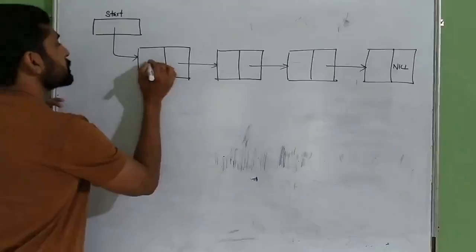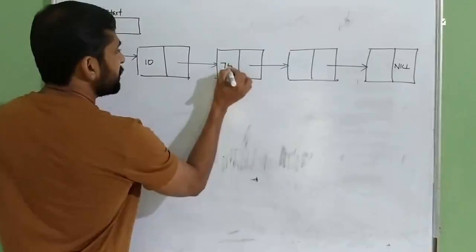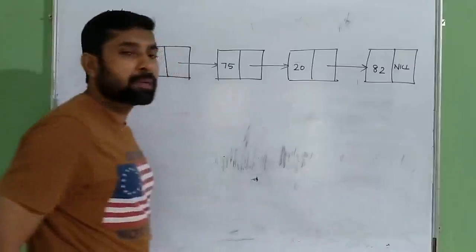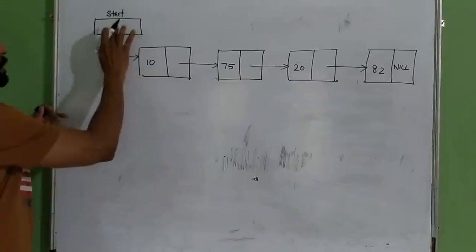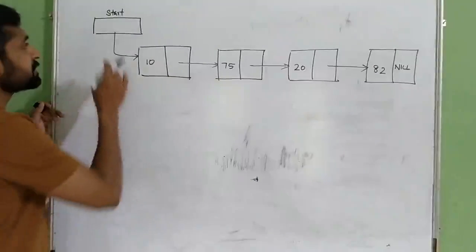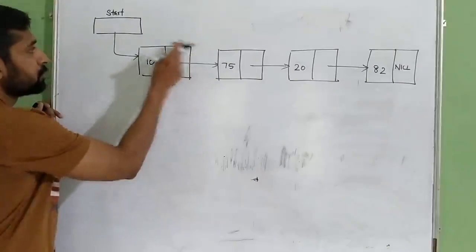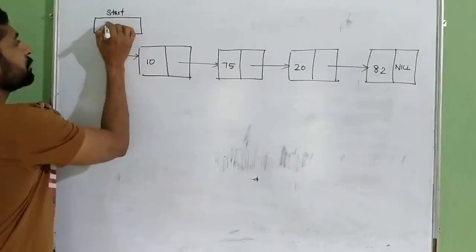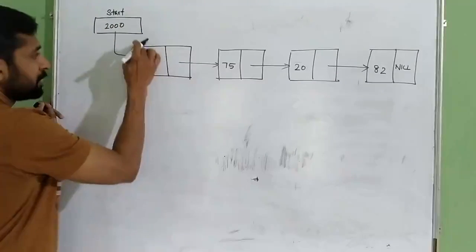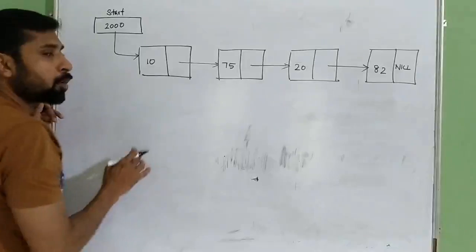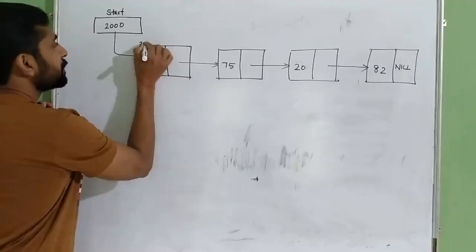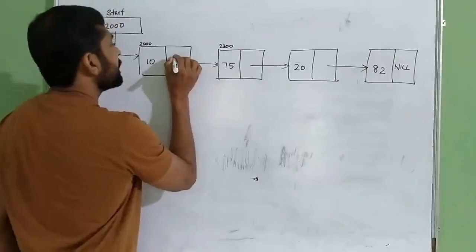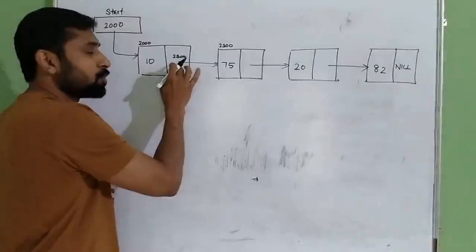Suppose there are some values 10, 75, 20, 82, like that. So here the start pointer contains the address of the first node. Let it be 2000, which means the base address of this memory block, this node, is 2000. And suppose this is 2300, which means here it contains 2300. That is the address of the node.